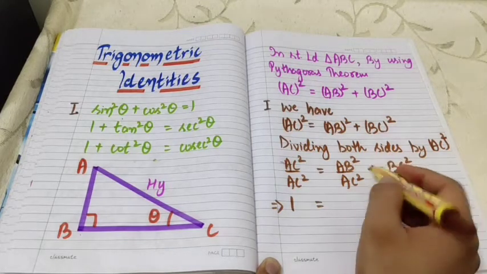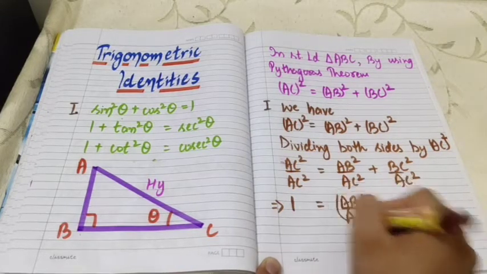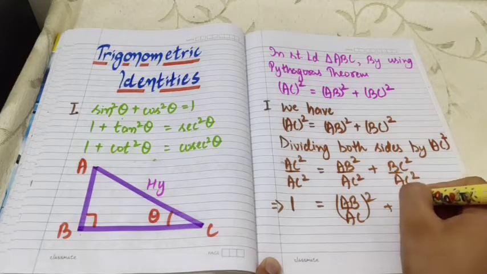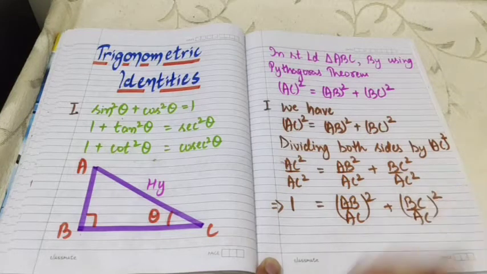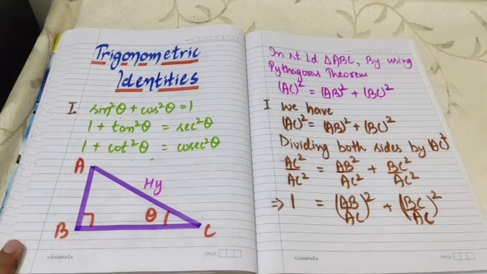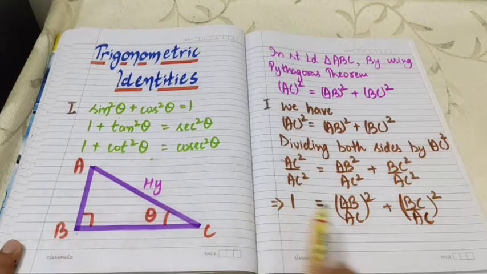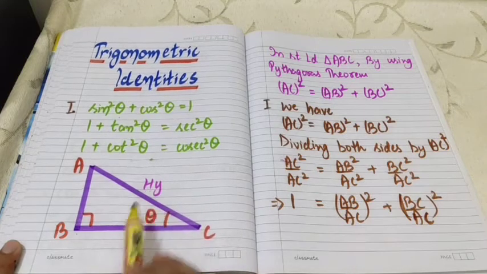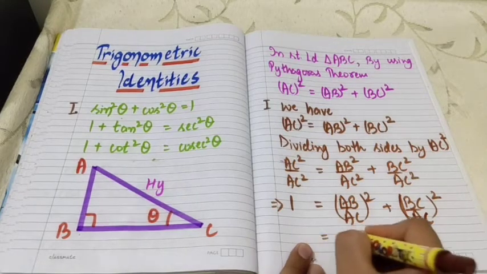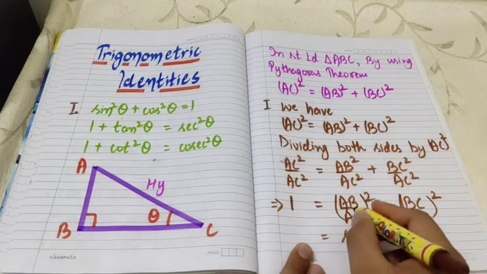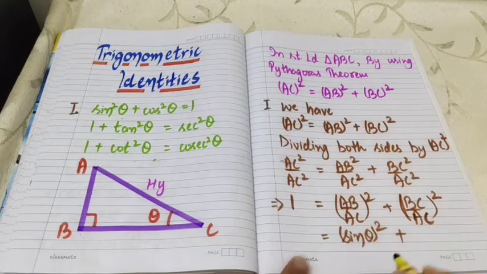AB square divided by AC square can be written as AB divided by AC the whole square. In the same way, BC square divided by AC square can be written as BC upon AC the whole square. Now, with respect to angle theta, AB is the opposite side and AC is the hypotenuse, and we know that the ratio of opposite side to hypotenuse is sin theta. So, we can replace AB by AC with sin theta, whereas the whole square will remain as it is.